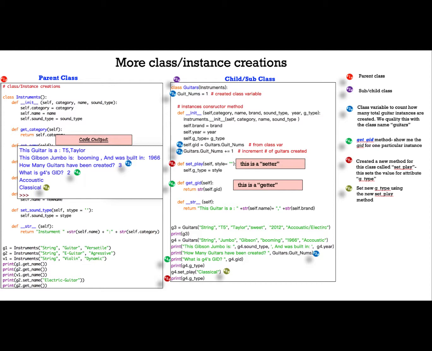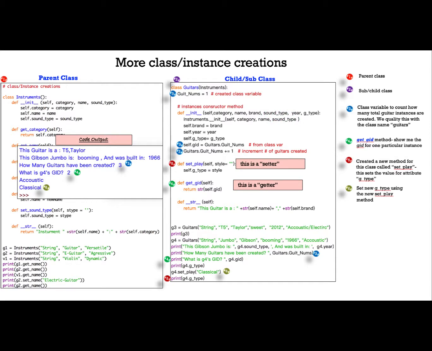Now notice, 3 of those come from our parent: category, name, and sound type. So you see, as in the second line here in our instance constructor, we have Instruments dot __init__ that ties us back to the parent class Instruments. So we have those same 3 attributes there that we are then passing again into our instance constructor.